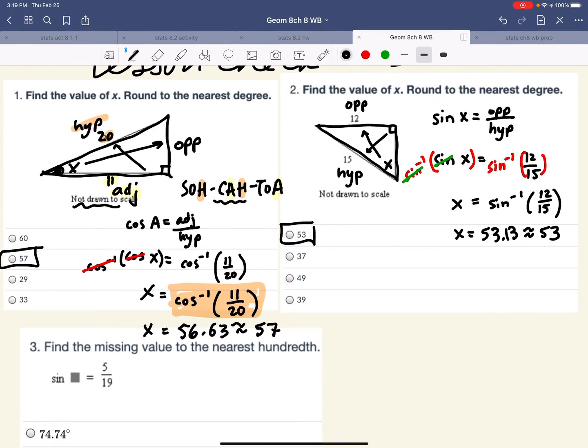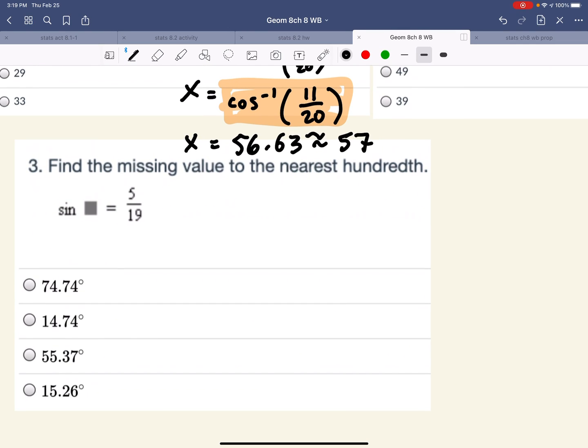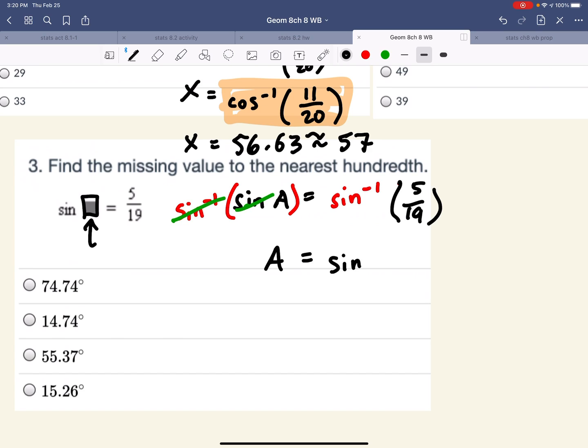All right. What do we got for 3? So it says sine of blank, so that must be my angle. So I can call that A or X, it doesn't matter. I'll call it A, I guess. Sine of angle A is 5/19. How do I get this by itself? Again, I have to take the inverse sine of both sides. So the inverse sine of both sides leaves me with plain old A on one side and the inverse sine of 5/19 on the other.